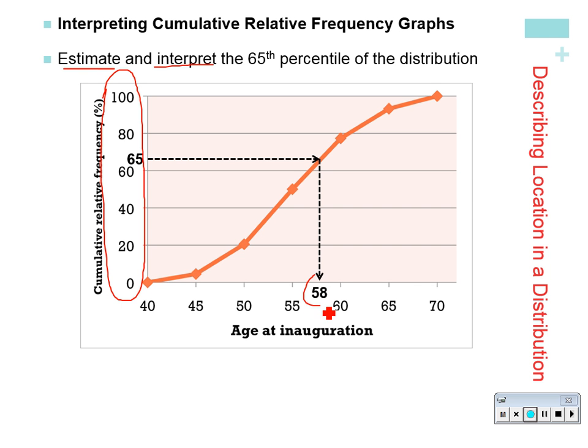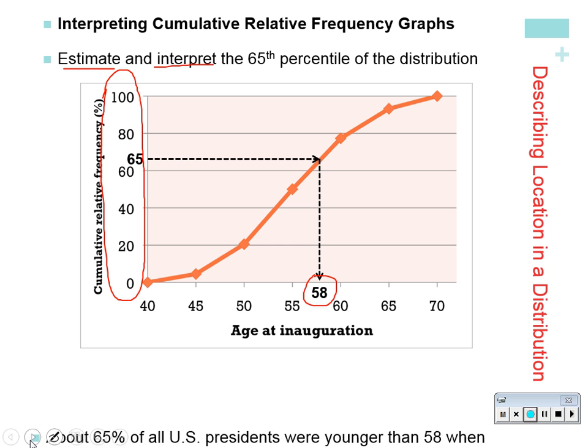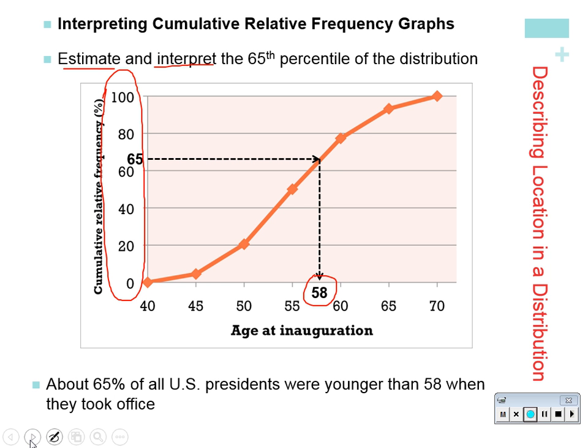So based on the data that we have, we're approximating that the 65th percentile would be roughly around 58 years old. So that's the estimate, but what about the interpretation? This is how you typically would want to interpret something like that. We would say that about 65% of all U.S. presidents were younger than 58 when they took office.